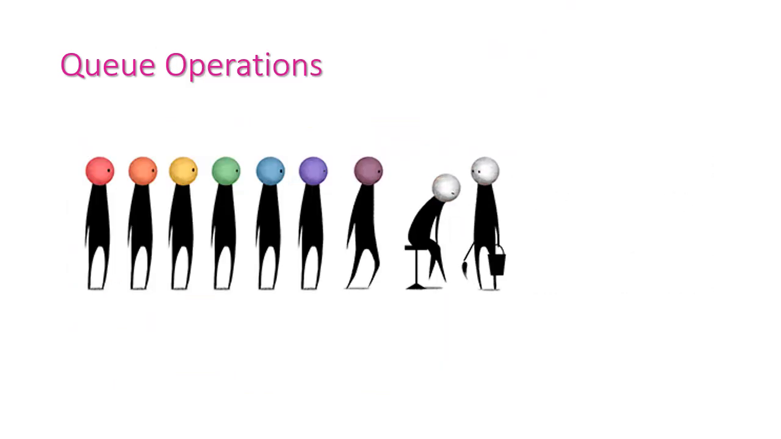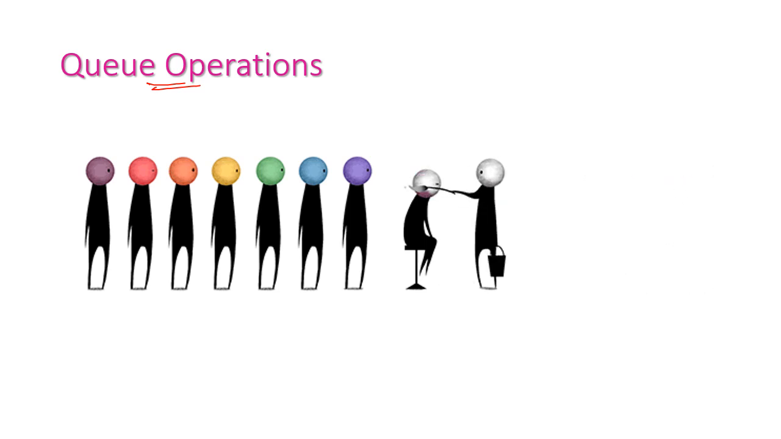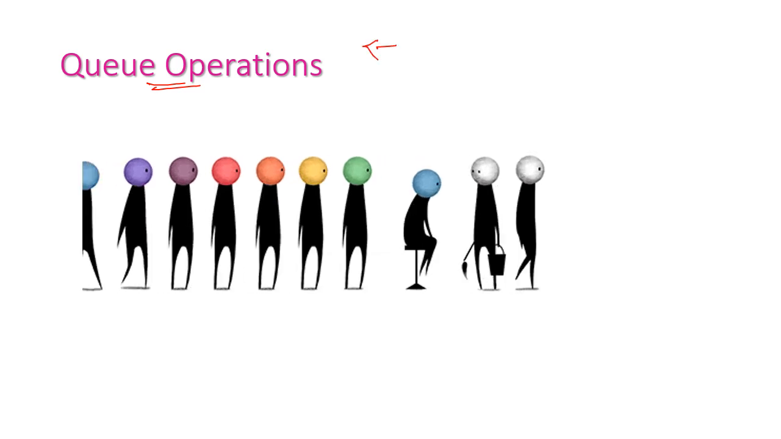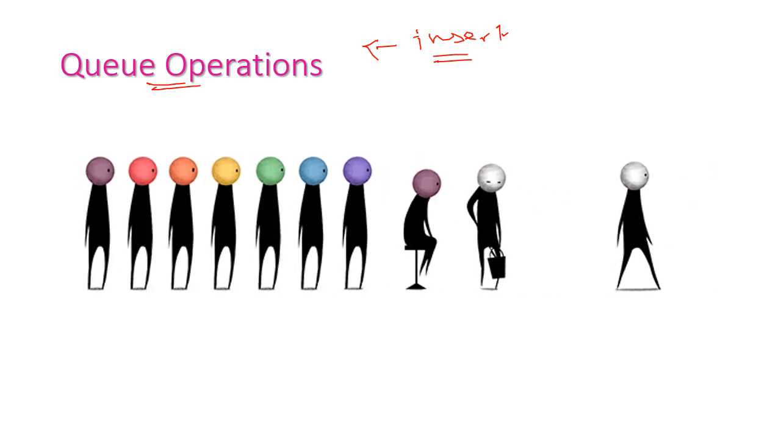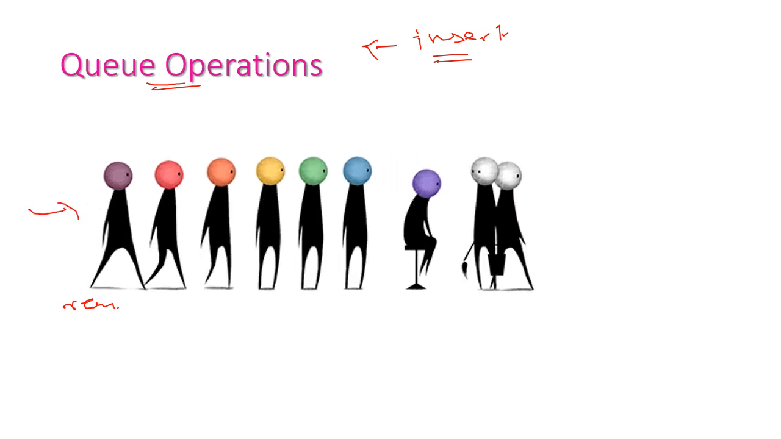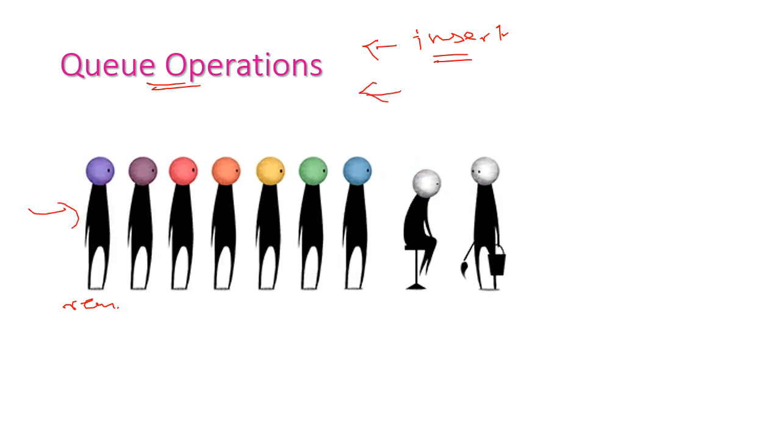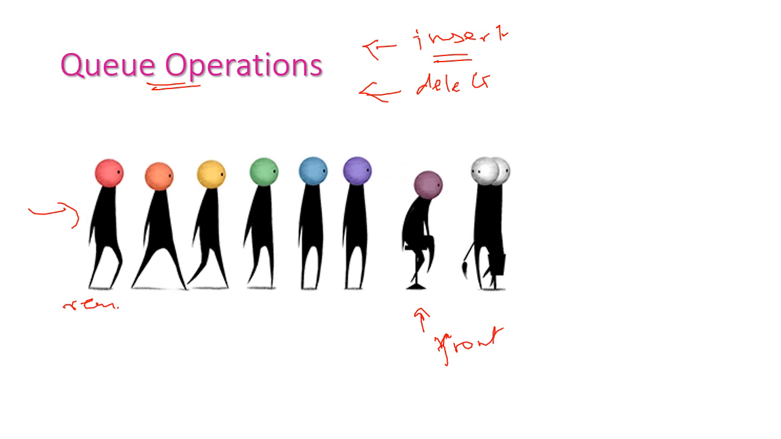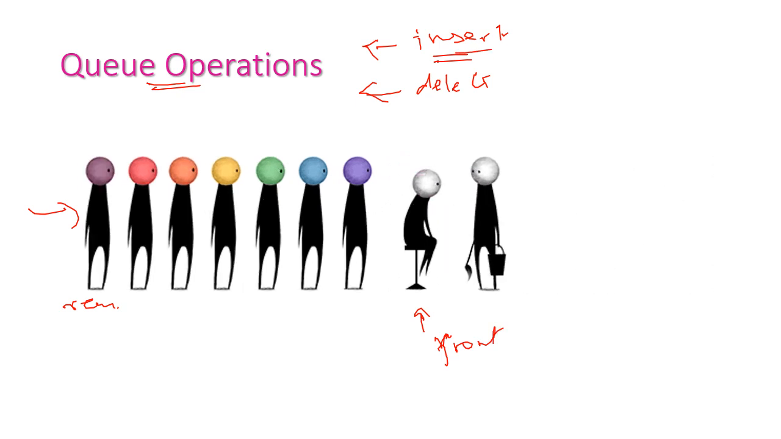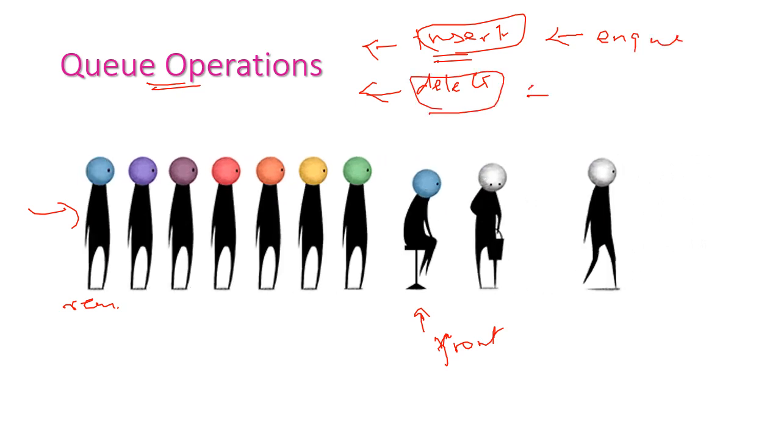Okay, now let us see the queue operations. In the queue operation, we have to insert the item into the queue. Where are we going to insert? Insert is at the rear side, right? Where are we going to delete? Delete is at the front side. Okay, so the insert operation is nothing but NQ, that is enqueue, and the delete operation is nothing but DQ, that is dequeue.